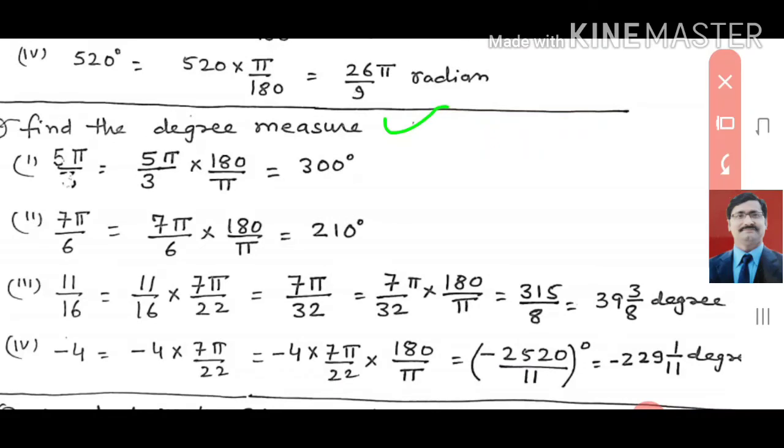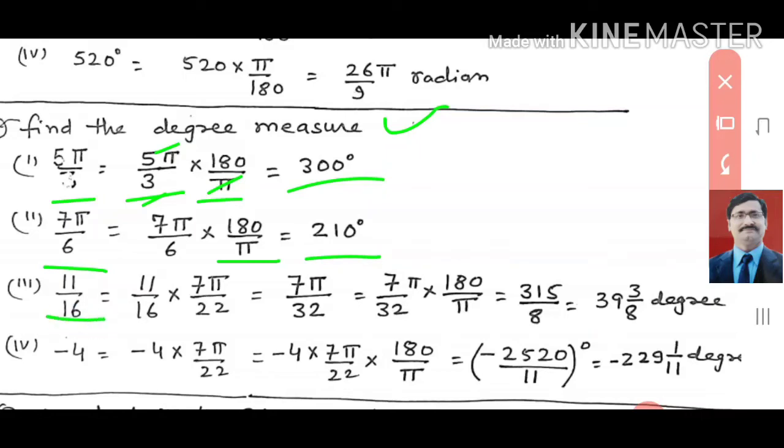Now the radians are given and you have to change into degree. How can we change? Look here, the first question is given 5 pi by 3. Pi given means you have to multiply by 180 by pi. When you multiply by 180 by pi, pi will cancel, and 3 you can cancel with 180, you get here 300 degree. Similarly second question, 7 pi by 6. 7 pi by 6 means you have to multiply by 180 by pi, you can cancel 6 and 18, and multiply, you get here 210 degree.